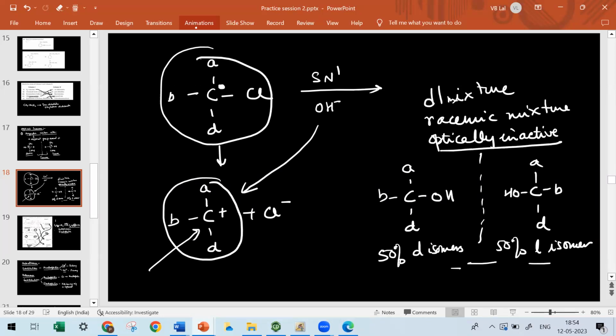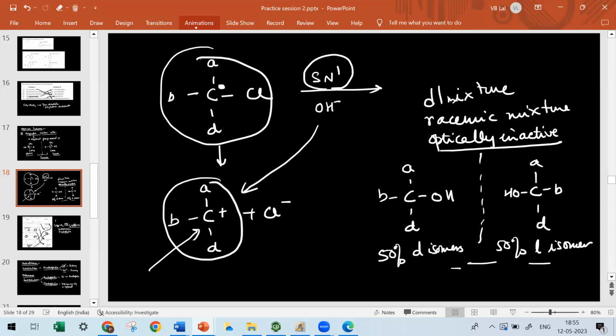Why is it not deflecting? Because it is 50% D and 50% L. So when I do the nucleophilic substitution SN1 type, which occurs in 2 steps, in the first step the carbocation is formed, and once it is formed, it has the ability to attract Cl from both directions. So you can get D isomer as well as L isomer, and so you will get a DL mixture.